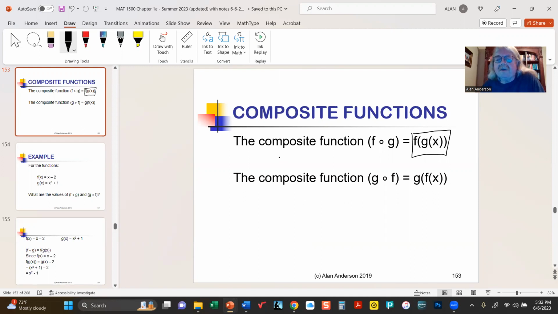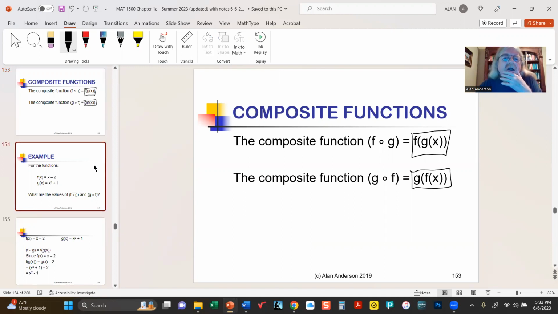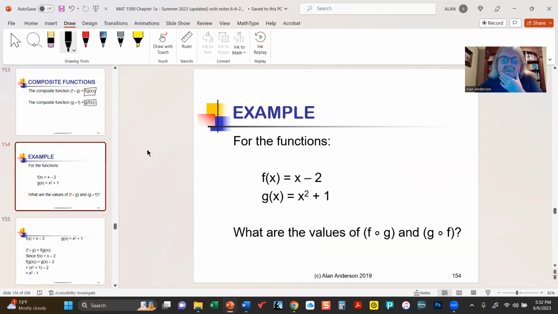Here we have it written backwards. g∘f means g is a function of f, which is itself a function of x. Now, how do we go about calculating these composite functions? All right, let's take a look at a quick example. So we have f of x is x minus 2, g of x is x squared plus 1. How do we find f∘g and g∘f?